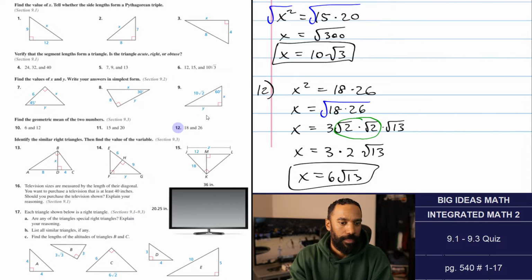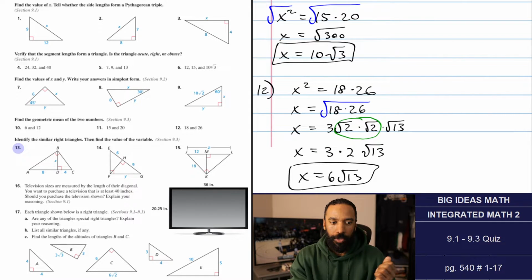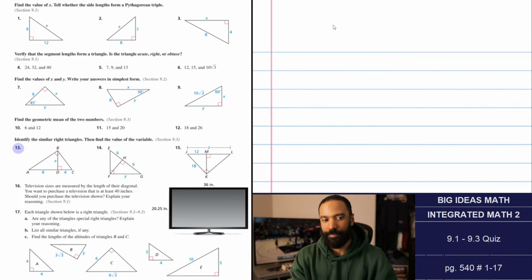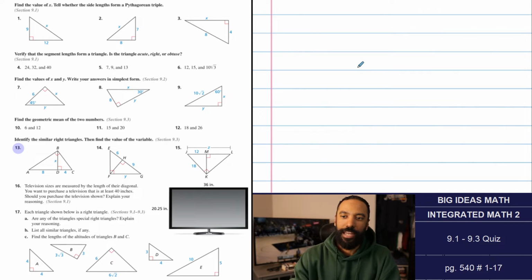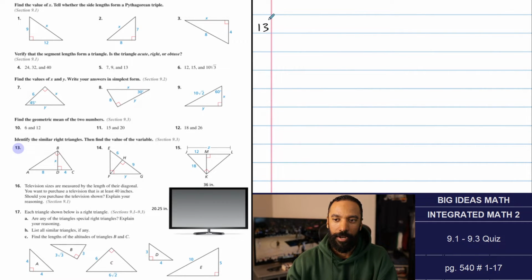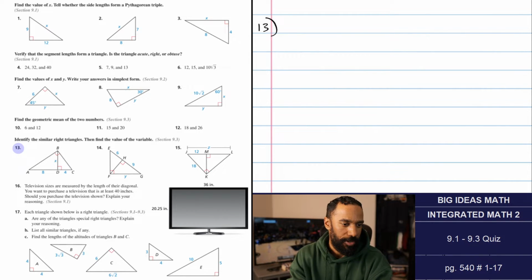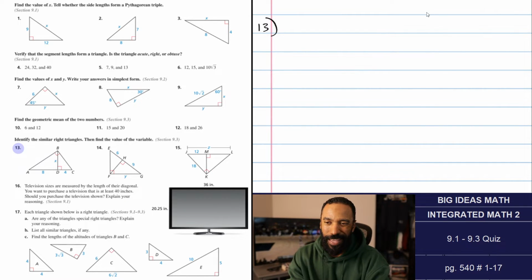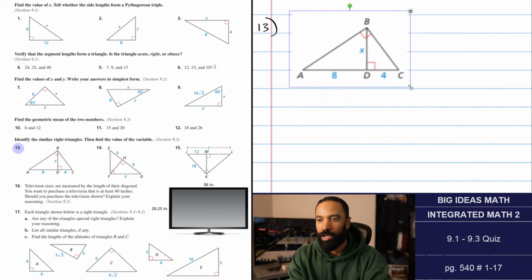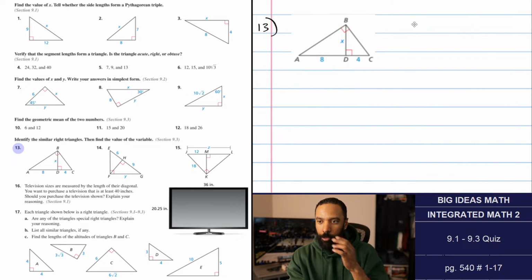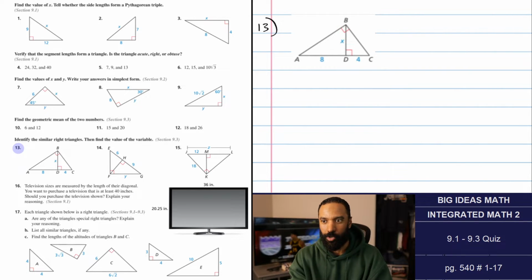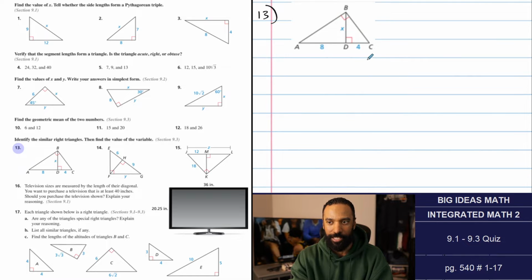Okay. Numbers 13 through 15. Identify the similar right triangles, then find the value of the variable. So, by identifying them, there are so many ways we can talk about it. Should we do a redraw of these triangles, or should we just name them by what we do? The first problem, I'm going to do a redraw. The next two, I don't think I will. But what I mean by a redraw is get all three triangles redrawn so they all face the same direction. Then you can identify the similarity exactly for what you want.